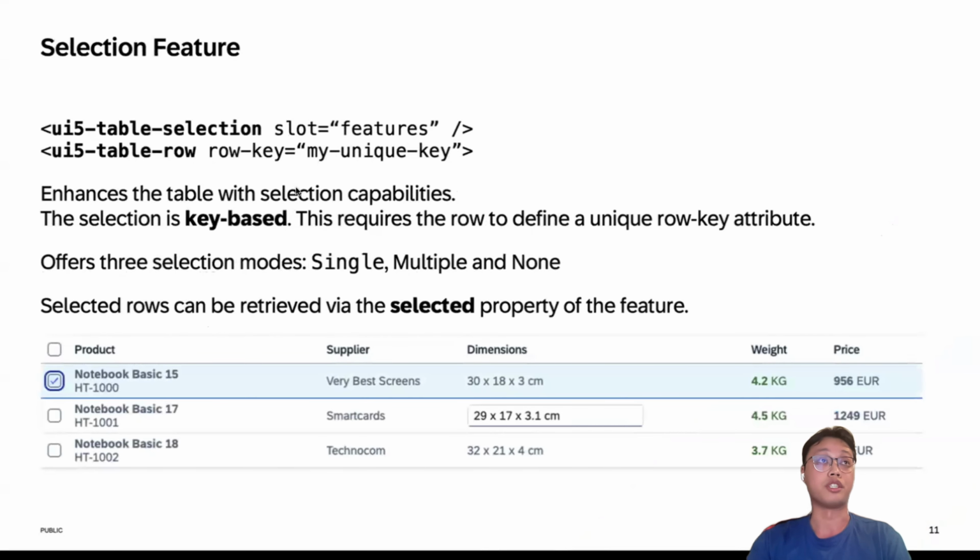Let's get into the features themselves. We've got the selection feature, which essentially just gives your table selection capabilities. This selection is key-based. This means you need to define a unique row key attribute. Instead of having it row index-based, we've now changed it to key-based, allowing for easier identification during sorting, filtering, and so on and so forth. This selection feature offers three selection modes: single, multiple, and none. And selected rows can be retrieved by the selected property of the feature.